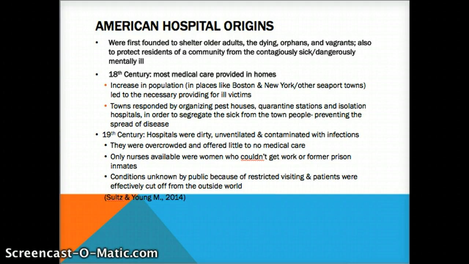During the 19th century, hospitals were dirty, unventilated, and contaminated with many infections. They were overcrowded and offered little to no medical care. The only nurses that worked there were women who couldn't get work or former prison inmates. Conditions of the hospital were largely unknown by the public because there was restricted visiting and patients were basically cut off from the outside world.